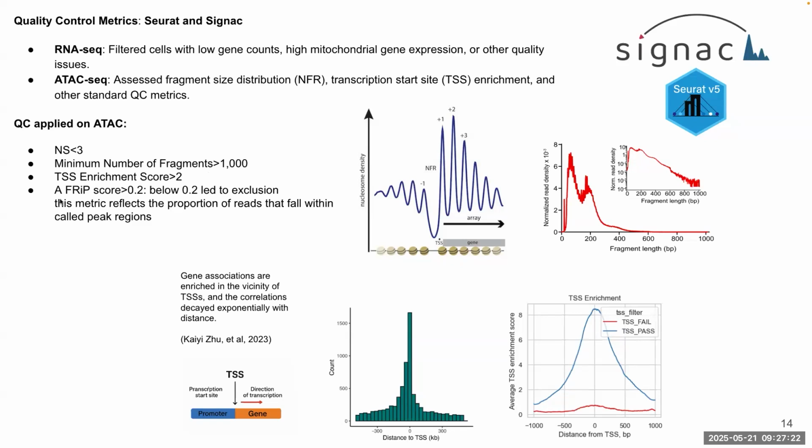Also, they apply another metric that is fragment rate, I don't remember clearly the full name of this acronym, with a score of less than 0.2. But the thing with this particular metric, the proportion of reads that fall within the called peak region, is that actually it's not included in the CellRanger-ARC reports. So you have to calculate it manually. It exists in previous versions, but now doesn't exist.